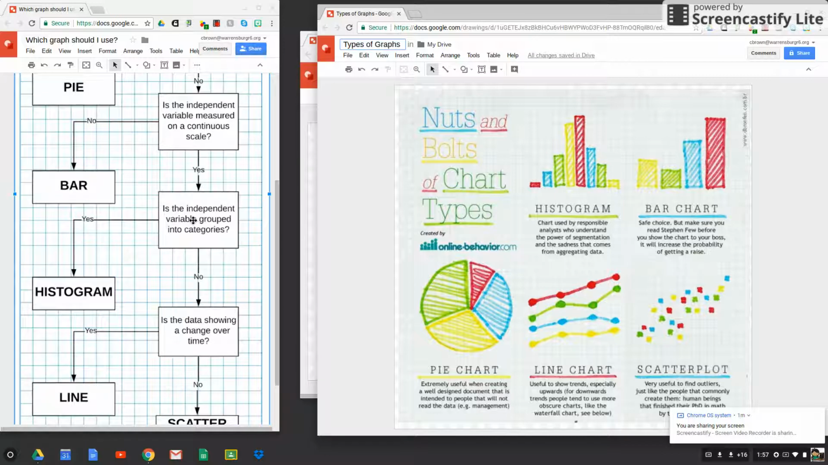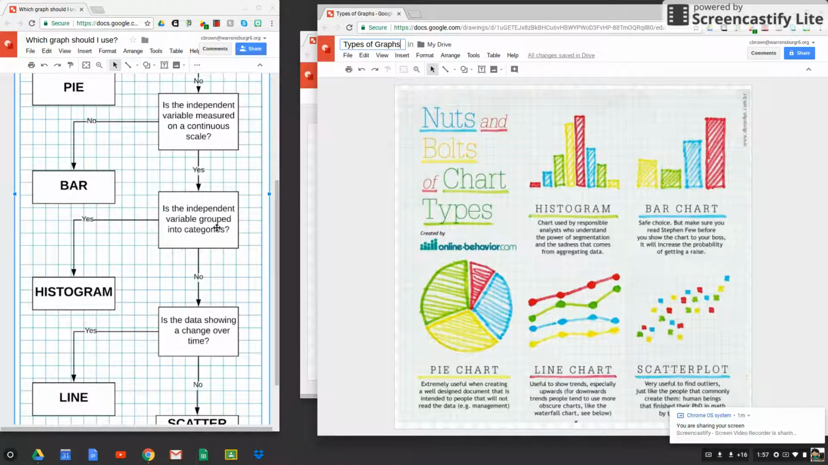Is the independent variable grouped into categories? And if so, this is a histogram. If you look at age population charts, you'll see ages grouped into categories. People who are age 0 to 25, 26 to 50, and so on. Those are shown with the histogram with the bars touching.